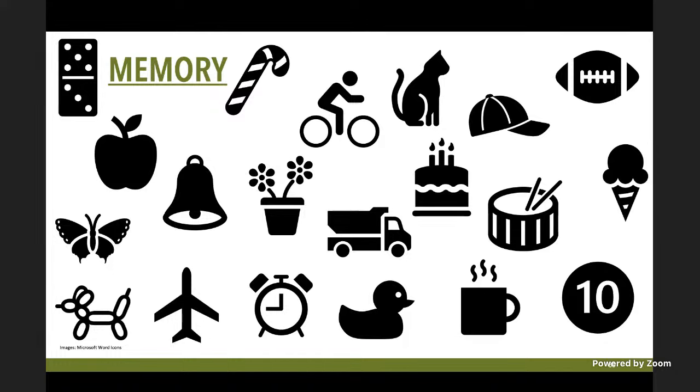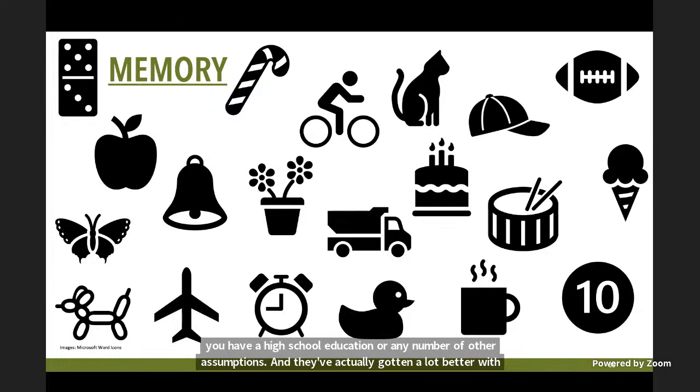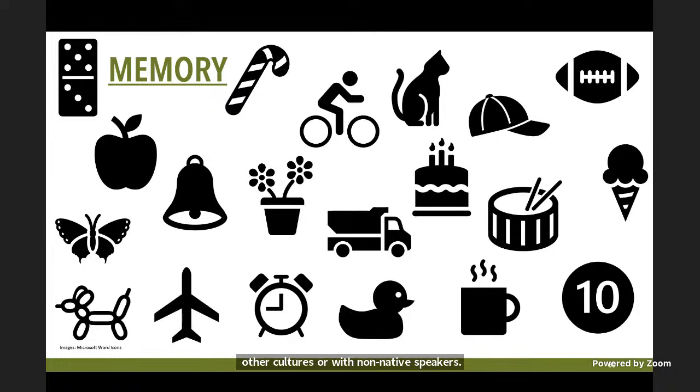And they've actually gotten a lot better with trying to make them more diverse. So even with this example on the screen, some of these things may not have context in other cultures or with non-native speakers. For instance, just to the right of memory, there's what I would call a peppermint stick, but somebody may see that as a cane, or maybe it's a fishing hook. So any diagnosis of anything needs to be multi-level, multi-dimensional. But I would also say that if you're worried about memory issues, be sure that you're sharing that with your health provider.